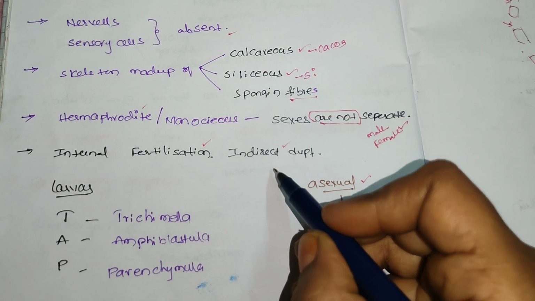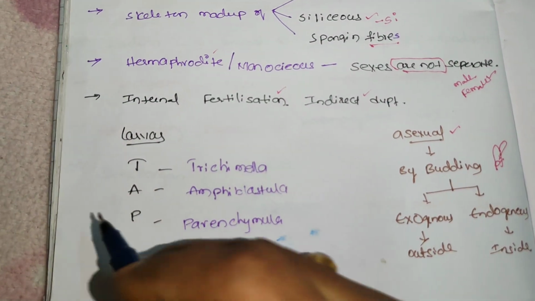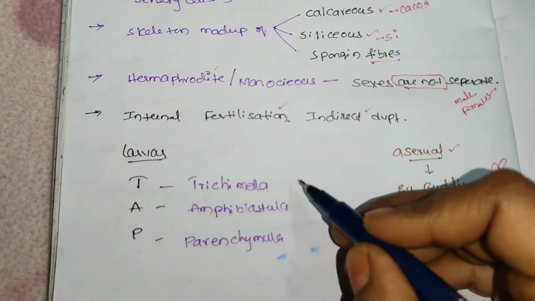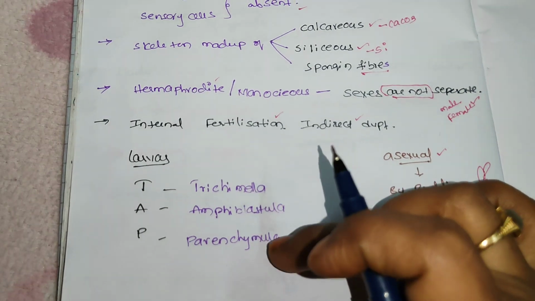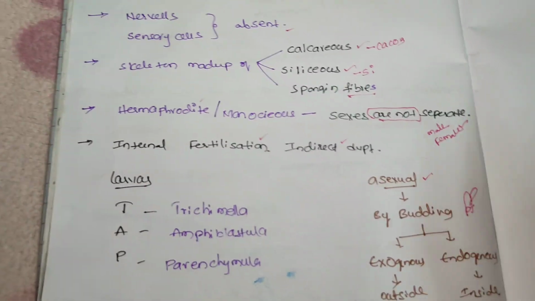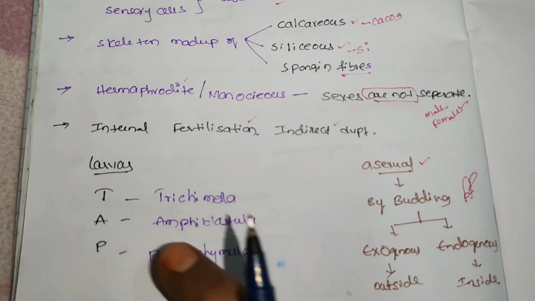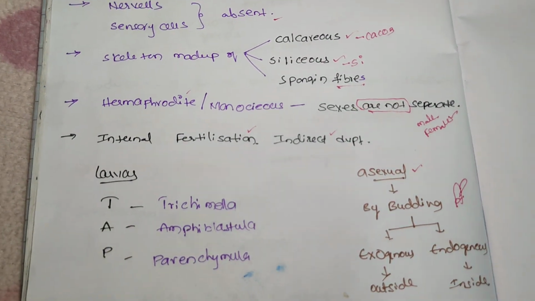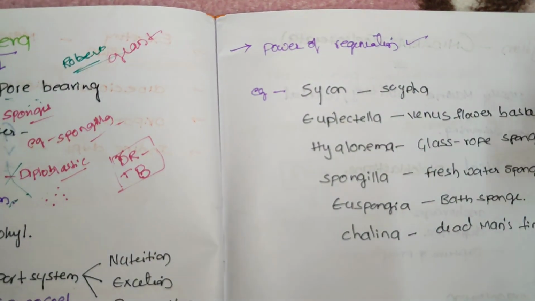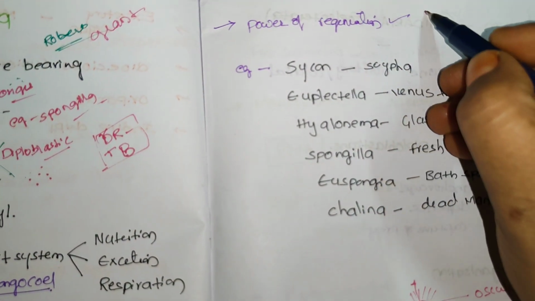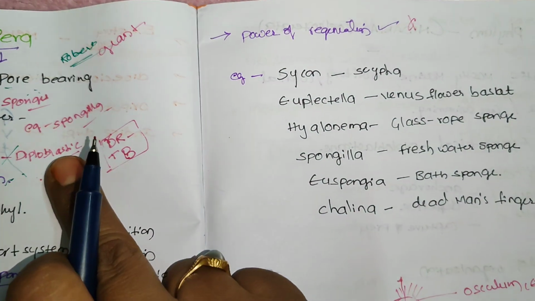Indirect development is with a larval form. We have three types of larvae, the code TAP: Trichimella, Amphiblastula, Parenchymula. These are the three larvae of Porifera. In the exam they may ask the larval forms of Porifera, so remember, TAP is the larval form of Porifera. And they also have regeneration capacity: if the organism is cut, it can regenerate, an important feature of Porifera.